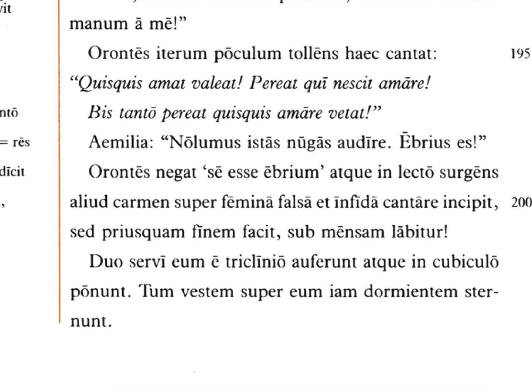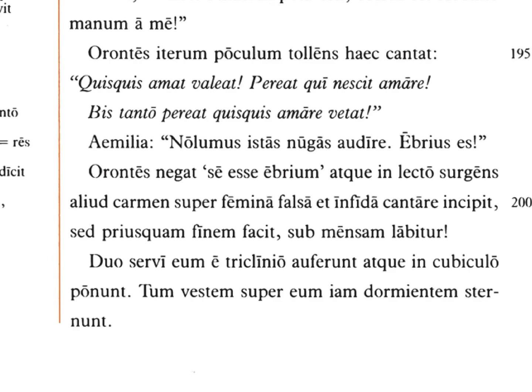All right, now this is an elegiac couplet, which is a common Roman poetic form for love poetry, and it translates, whoever loves, quisquis amat, let him be well, be healthy, valeat. Let him die, pereat, who does not know how to love, qui nescit amare. Bis tanto pereat, twice as much let him die, quisquis amare vetat. Whoever forbids someone to love. Okay, so it's all about the love. Even if the person you're loving is somebody else's wife, I don't know. So he's getting himself in trouble here.